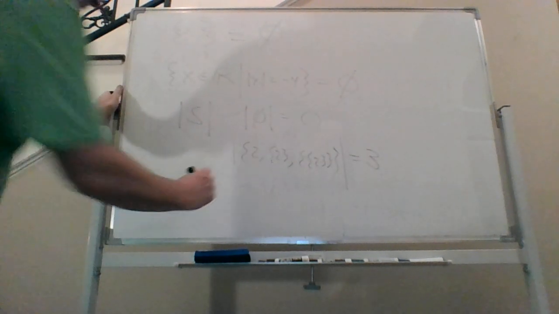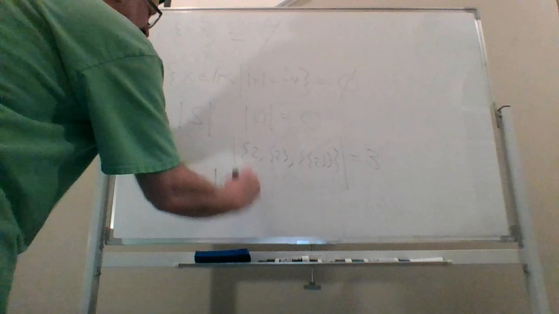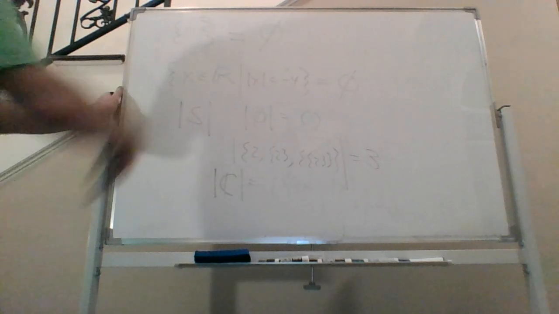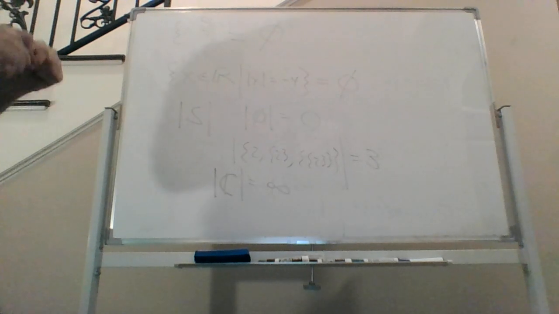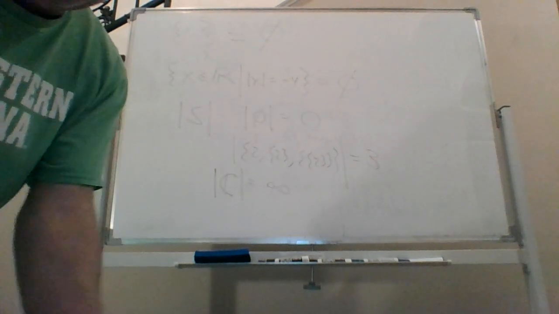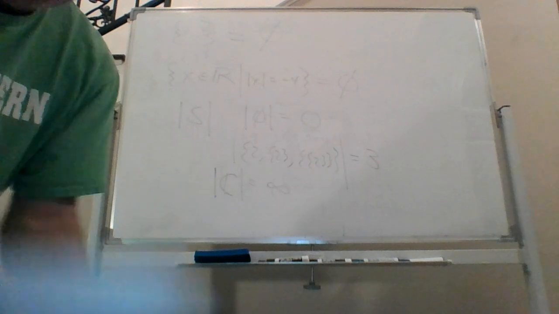And then lastly, it says, what's the cardinality of the complex numbers? The complex numbers is an infinite number of things in that set. That answer is infinity. Okay, so that's just a lot of definitions. Make sure you know your definitions.